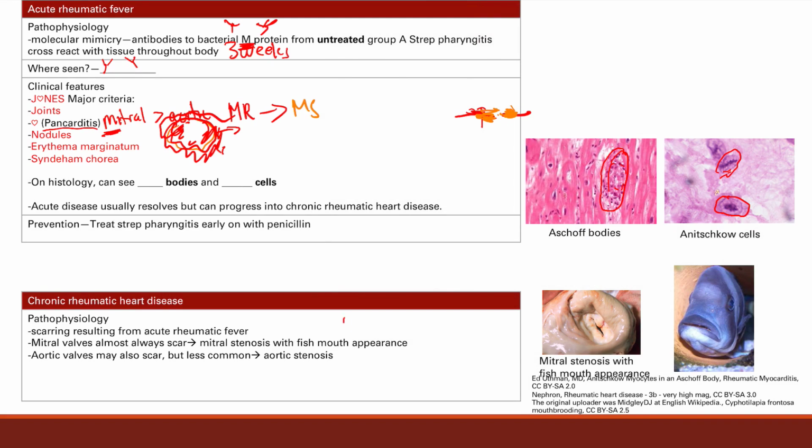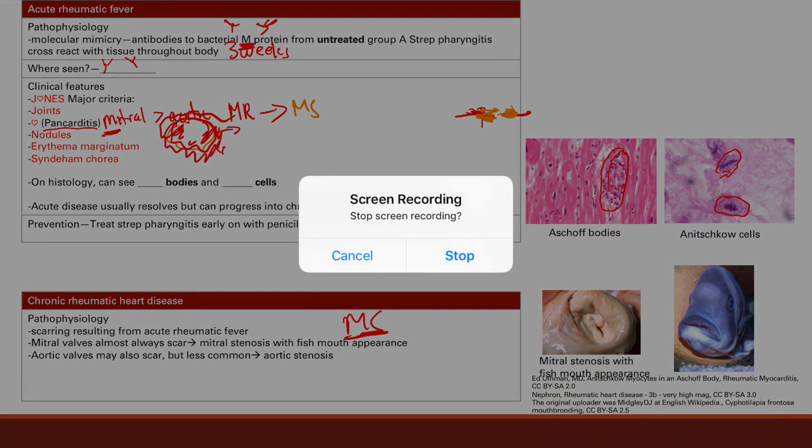So mitral stenosis is the key finding that you end up having. If you see a patient with mitral stenosis, it's almost always from rheumatic fever. Now your aortic valves can also scar, again due to inflammation and then subsequent fibrosis, but that is less common. But that will lead you with aortic stenosis. All right, so that's it.